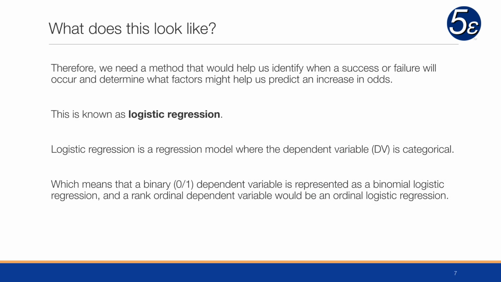Therefore, we need a method that would help us identify when a success or failure will occur, and determine what factors might help us predict an increase in odds. This is known as logistic regression. So logistic regression is a regression model where the dependent variable is categorical, specifically a binary 0 or 1. So this means that the binary 0-1 dependent variable is represented as a binomial logistic regression. And we can also use the same type of regression to do a rank ordinal dependent variable, and that would be an ordinal logistic regression, where we were trying to predict rank of, say, 1, 2, 3, 4.